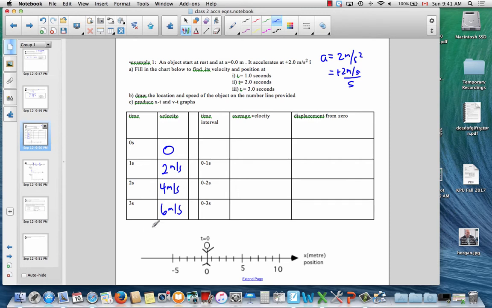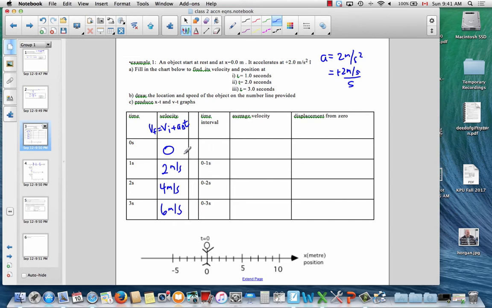So we're going faster and faster and faster. Now, these numbers are exactly what you would get if you calculated using that first relationship we just wrote down. Vf is Vi plus a delta t. For instance, with an initial velocity of 0, acceleration of 2, and a time of 3, you get 6. Okay, now we know how fast the object's going. Let's see where it's located.